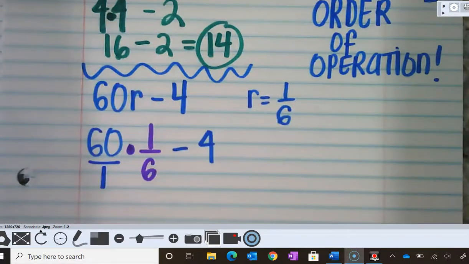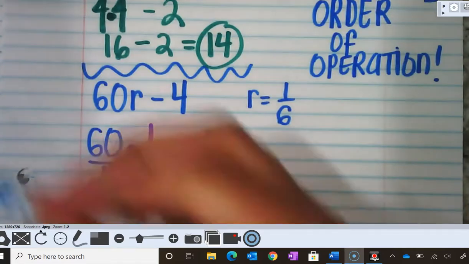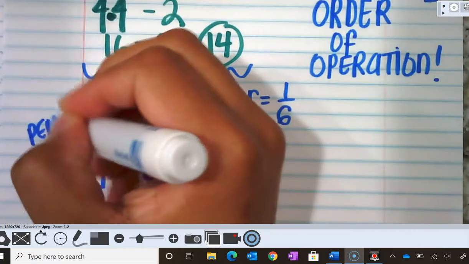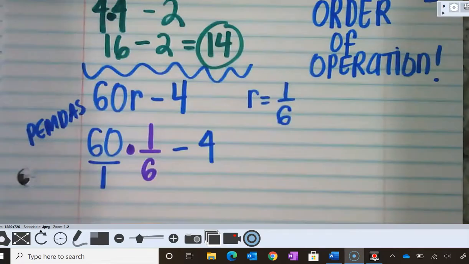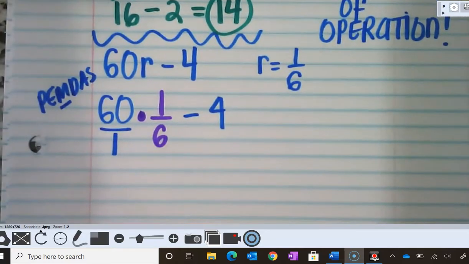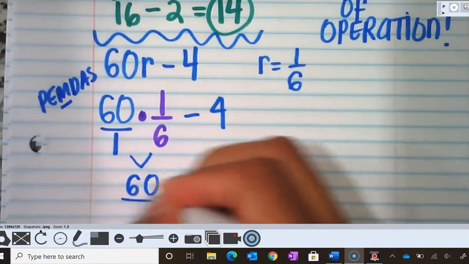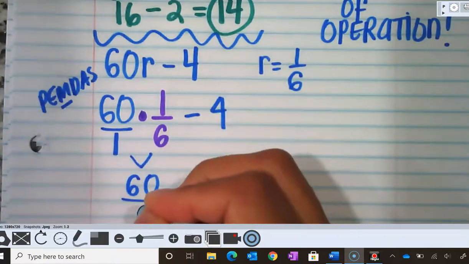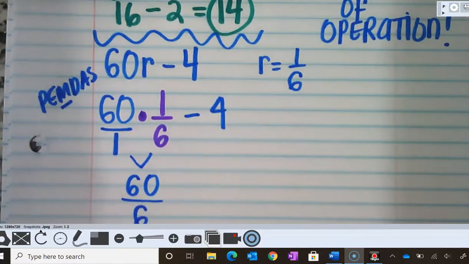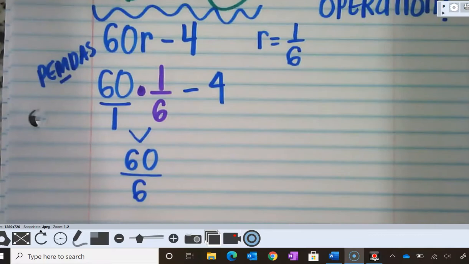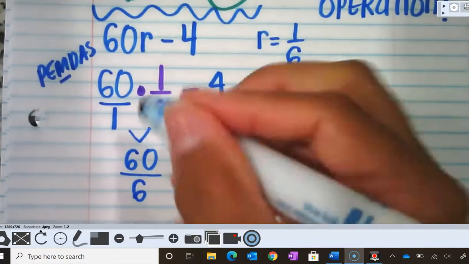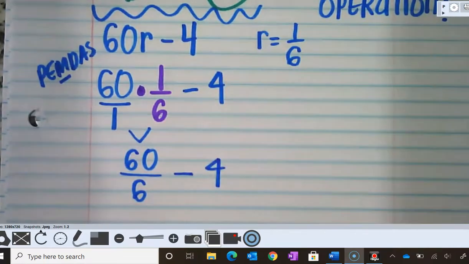All right, so let's take a look at this problem. What am I going to do first? Well, thinking about my order of operations, PEMDAS, my multiplication comes first. So I'm going to multiply straight across. 60 times 1 is 60, and 1 times 6 is 6. So I have 60 divided by 6 minus 4.